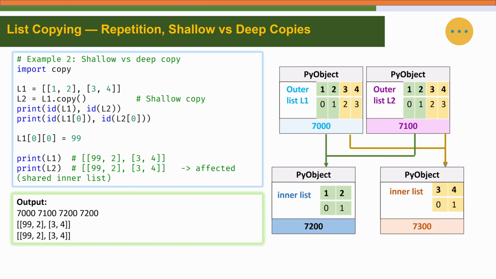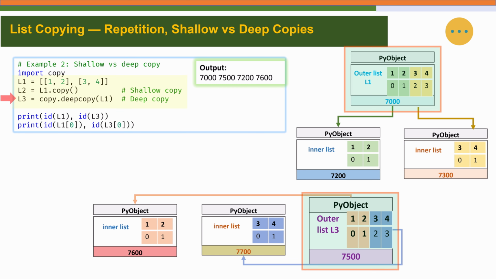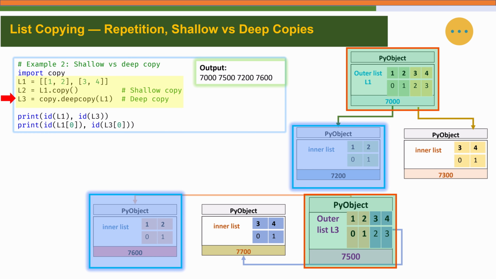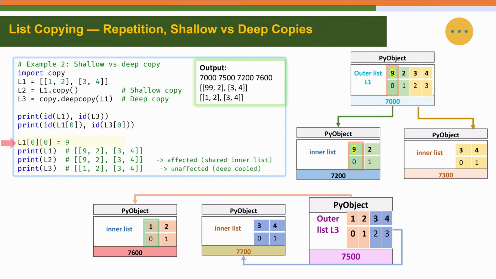In contrast to this, deep copy duplicates everything. Python builds an entirely new outer list and recursively copies the inner lists too. So now L1 and L3 point to completely separate memory addresses, both inner and outer. That means modifying L1[0] will not affect L3 at all because their inner objects are independent copies. L3, which was created using deep copy, remains completely unchanged. So a shallow copy duplicates only one level of the object structure and a deep copy recursively duplicates everything inside. Deep copies take more memory and time, but they guarantee total independence between the original and the copy.